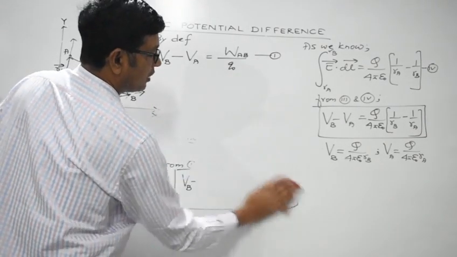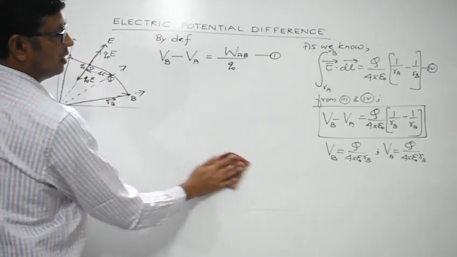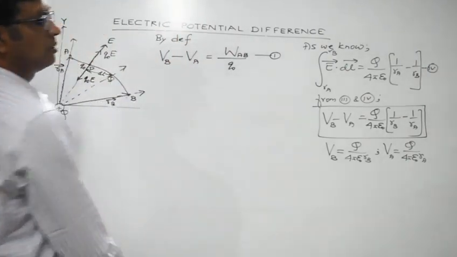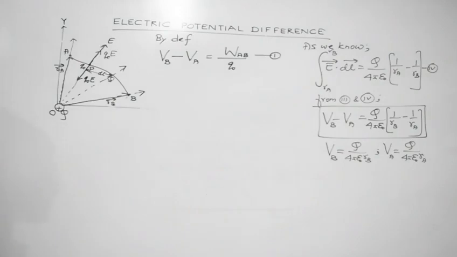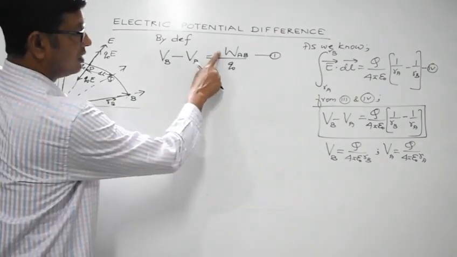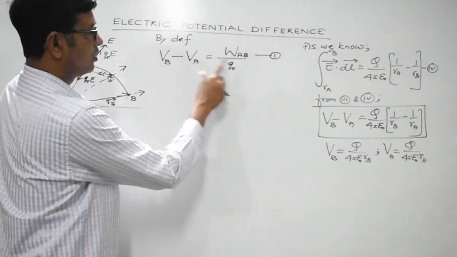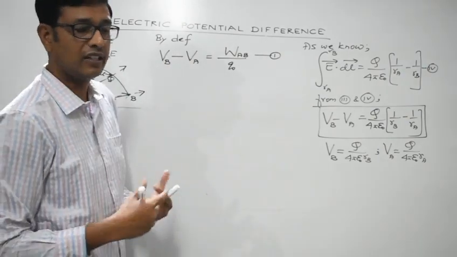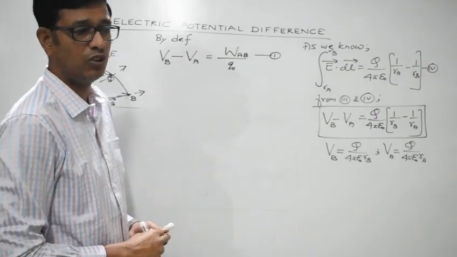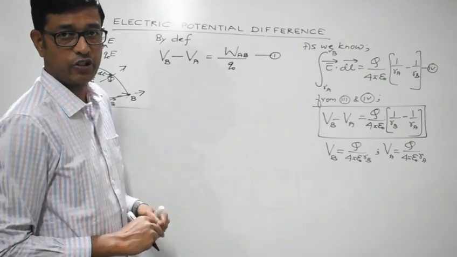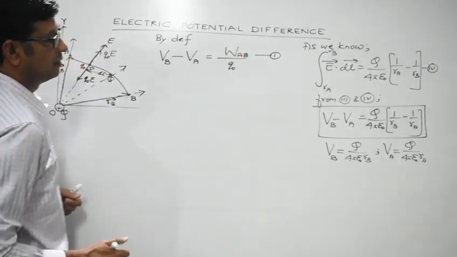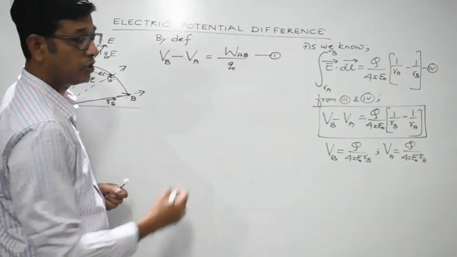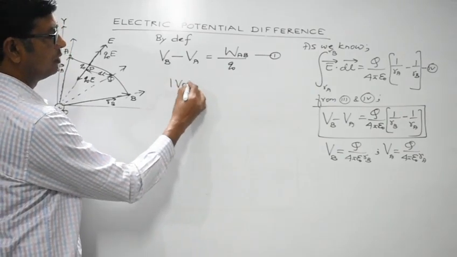One more thing before we discuss the SI unit, again a very, very important concept. Potential difference is a scalar quantity. Work done is a scalar quantity, charge is a scalar quantity. Therefore potential difference or electric potential is a scalar quantity having only magnitude but no direction. Let's define it. The SI unit of potential difference is volt.